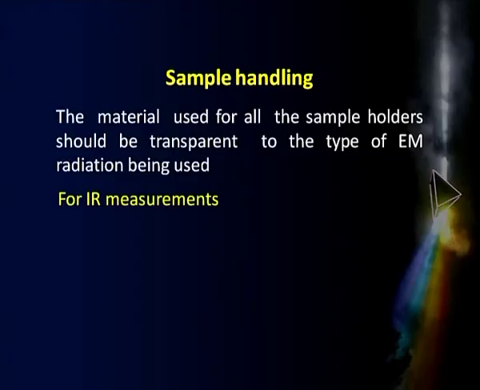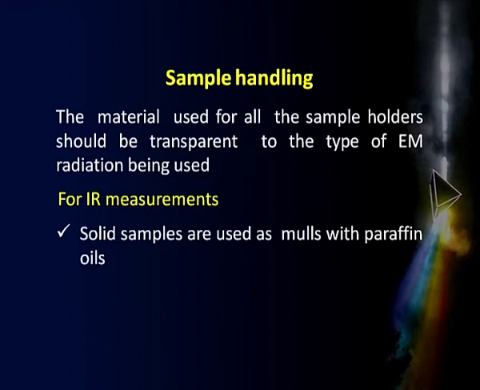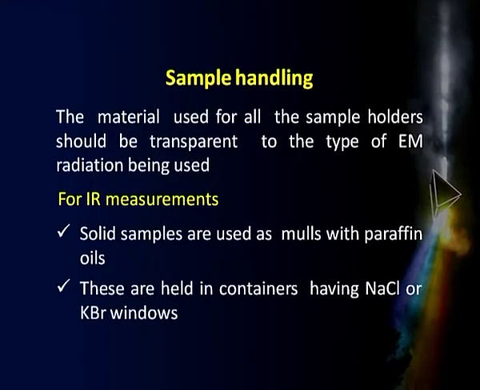In case of IR measurements, typically IR measurements can be done with solid samples or with solutions. Solid samples normally are used as mulls. You take some kind of a paraffin oil, put the solid sample there, mix them together, make a mull, and that mull is put into a container which has sodium chloride or potassium bromide windows. That means you have a container and there are two windows on that. When the radiation falls on that, I can't use glass here as I mentioned earlier. So, I have to use some material which is transparent, and typically sodium chloride or potassium bromide windows are used for the purpose.